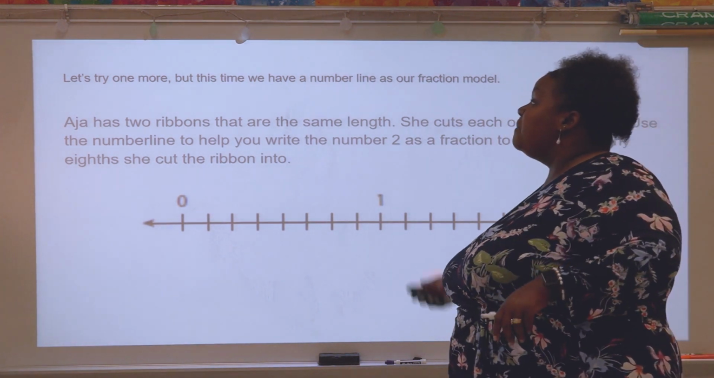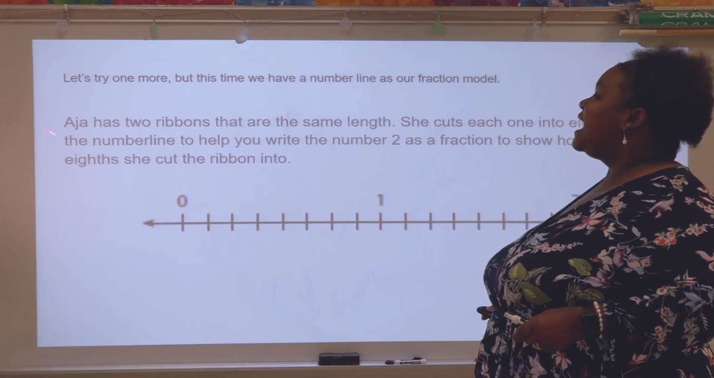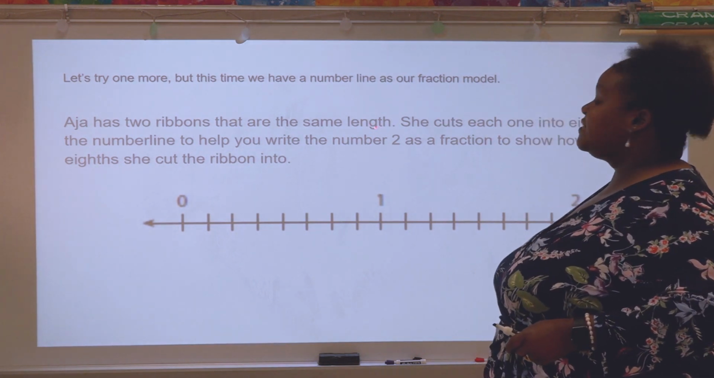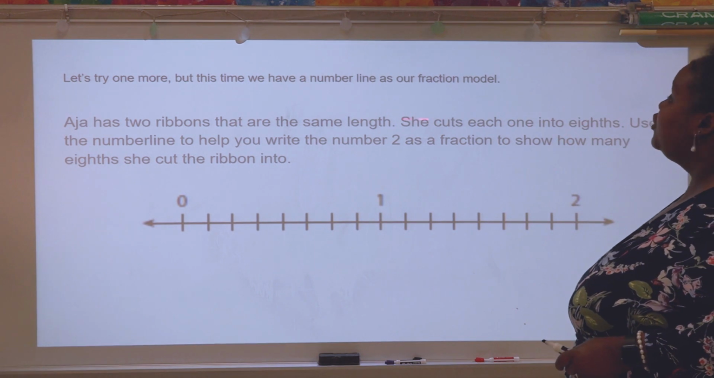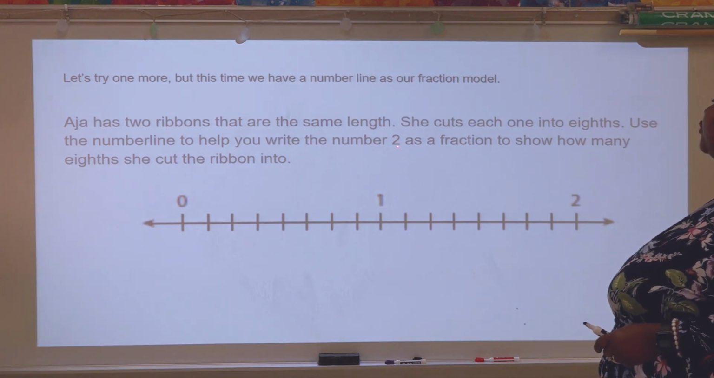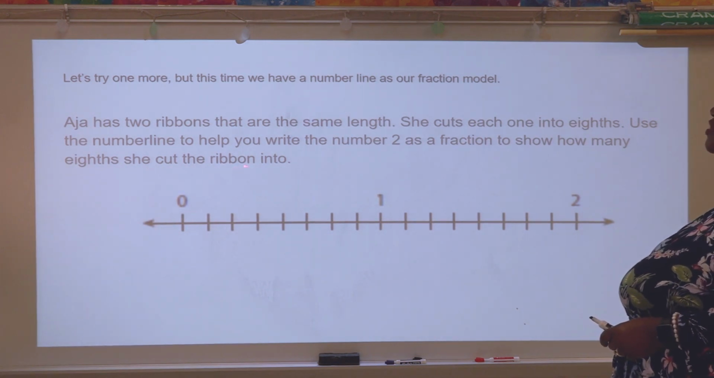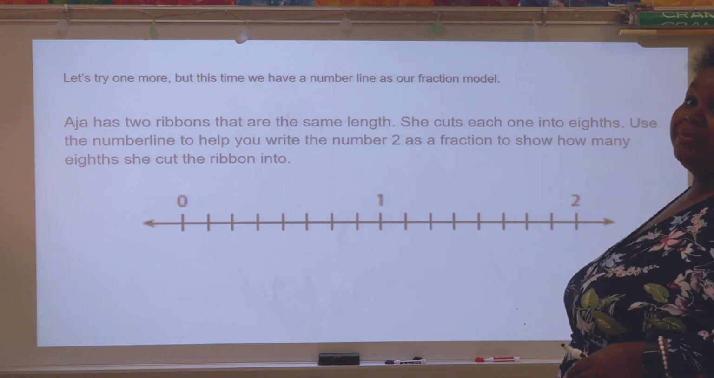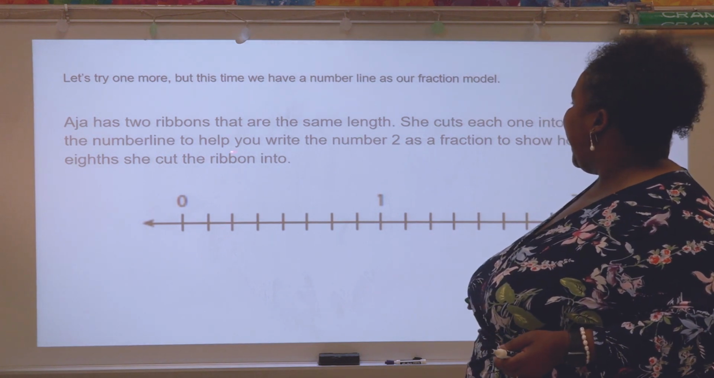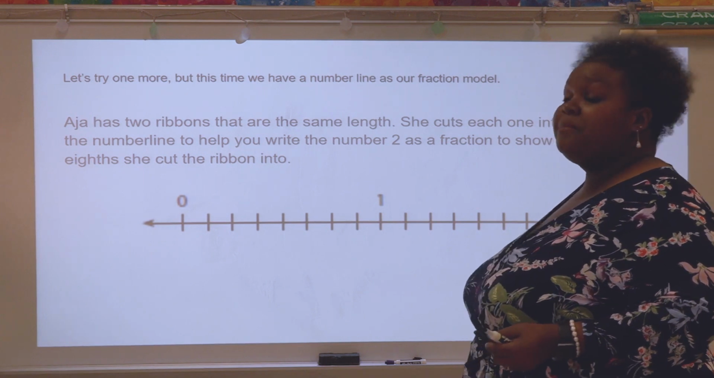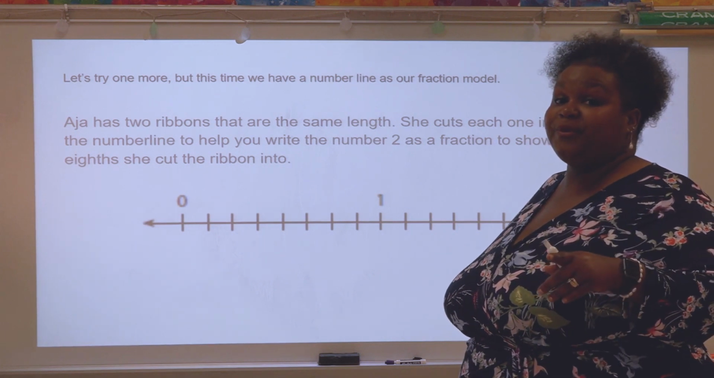Let's try one more, but this time we have a number line as our fraction model. We like number lines. Asia has 2 ribbons that are the same length. She cuts each one into 8ths. Use the number line to help you write the number 2 as a fraction to show how many 8ths she cut the ribbon into. Well, I'm going to give you a whole minute because you're going to have to draw your number line and you're going to write what the number 2 is using a fraction. I'm going to give you a whole minute to work on this one. Go ahead and work on it.